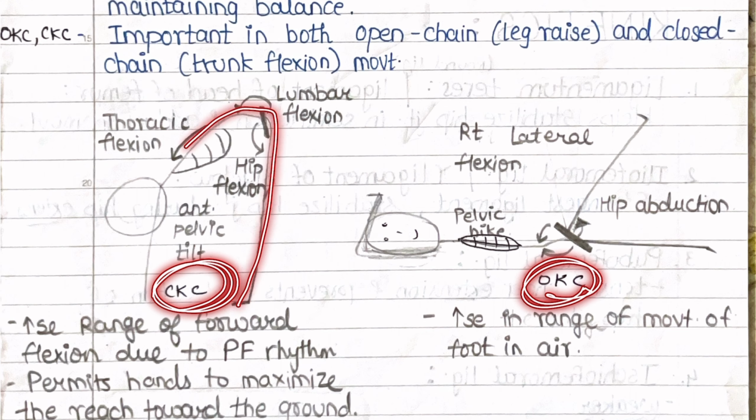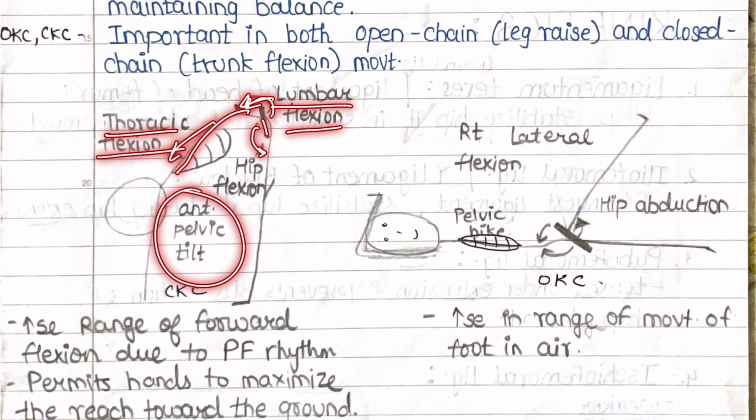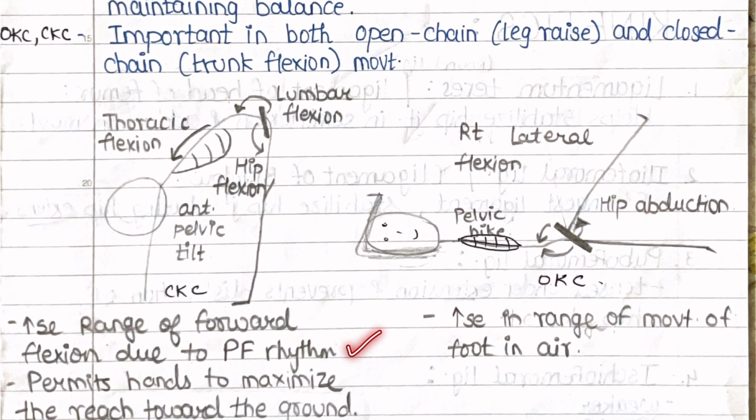So here we are doing forward bending. As we can see, there is hip flexion, then lumbar flexion, and there is thoracic flexion also. This is anterior pelvic tilt. So it increases the range of forward flexion due to pelvifemoral rhythm. It permits hands to maximize the reach towards the ground. So this is the thing.